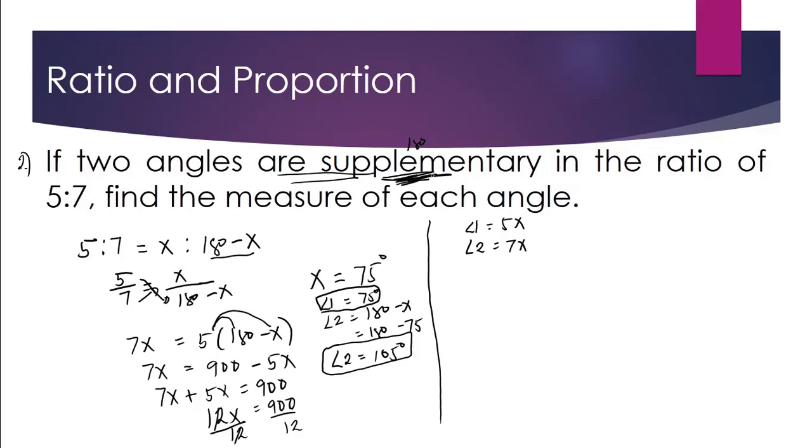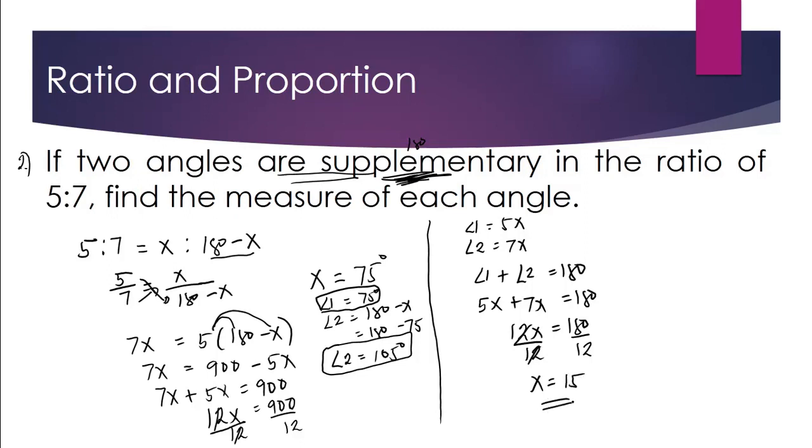And then knowing that the two angles are supplementary, our equation will become angle 1 plus angle 2 is equal to 180. Then let us substitute. We have 5x plus 7x equals 180. Let us simplify. 5x plus 7x is 12x. We have 180. Of course, we need to divide this by 12 to solve for x. And 180 divided by 12 is equal to 15.